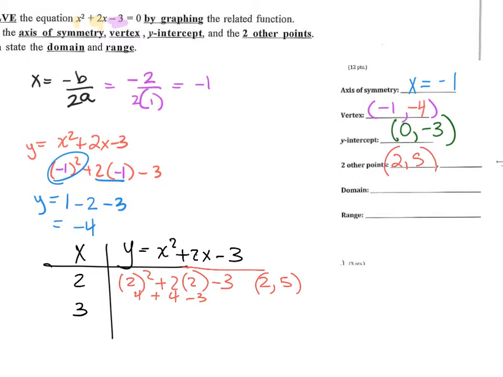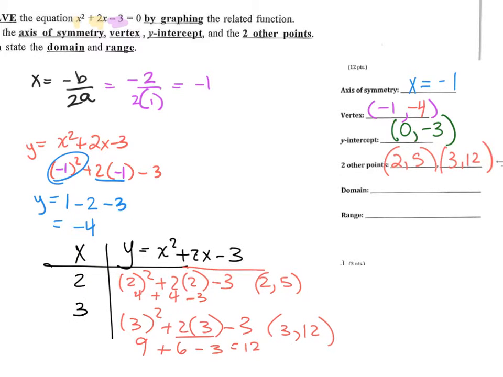Wait, I just mirrored. Then the next one would be 3 squared plus 2 times 3 minus 3. 3 squared is 9. 2 times 3 is 6. 9 plus 6 is 15. 15 minus 3 is 12. So when x is 3, y is 12. That is the other point.